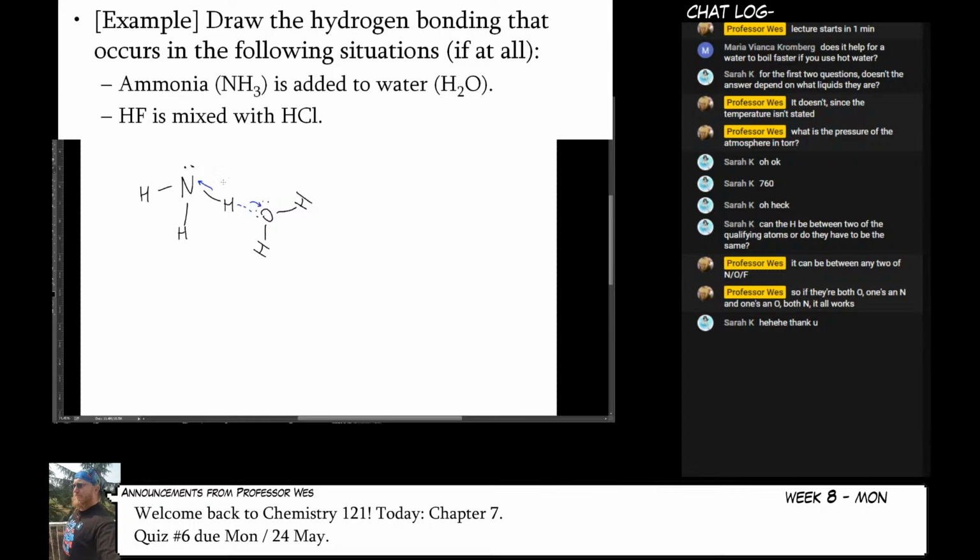Now, in this case, ammonia here is donating the hydrogen to form the bond. So we would call this a hydrogen bond donor. And here, water is providing the electron pair to accept the hydrogen pointed towards it. And so we would call it an H-bond acceptor. And these are terms that you might hear thrown about. Some molecules can be both donors and acceptors, but in some cases, some molecules can only do one or the other.